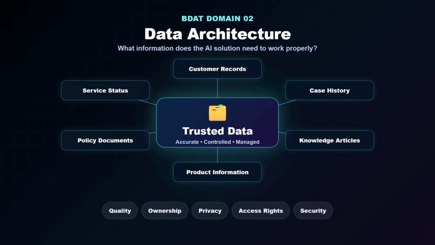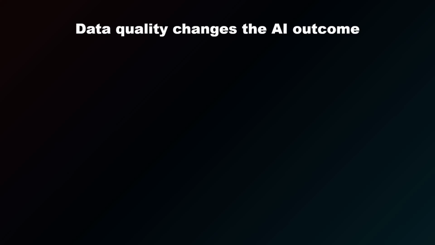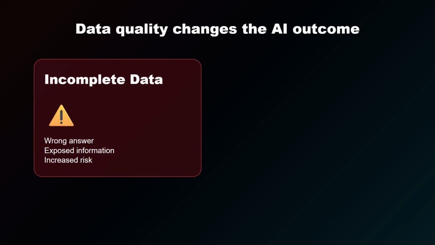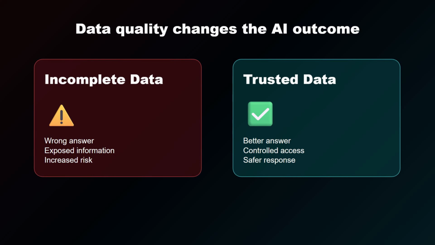So which system is the source of truth? Who owns the data? Is the data accurate and up to date? Or should sensitive fields be masked? This matters because an AI solution is only as useful as the data behind it. If the data is incomplete, outdated, or poorly governed, then the AI may give out the wrong answer or expose the wrong information. So data architecture makes sure that the solution is powered by trusted, well-managed information.